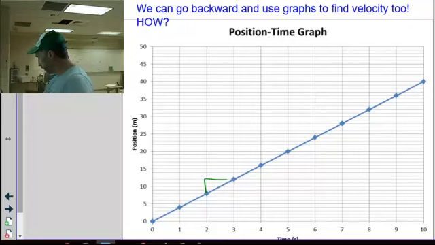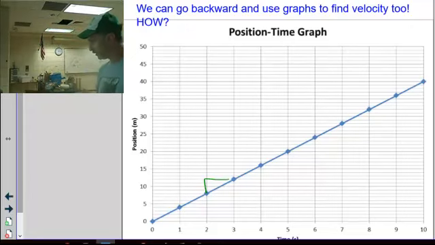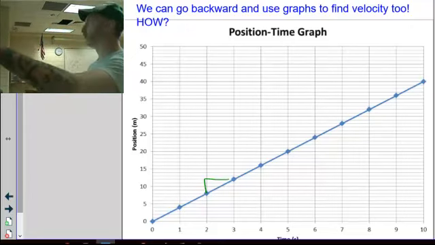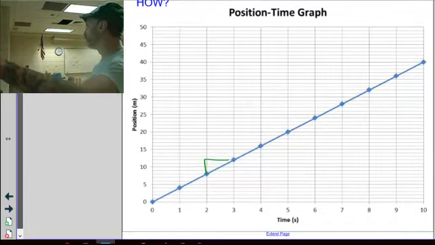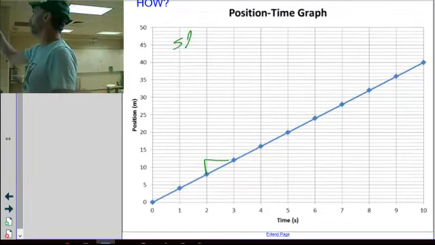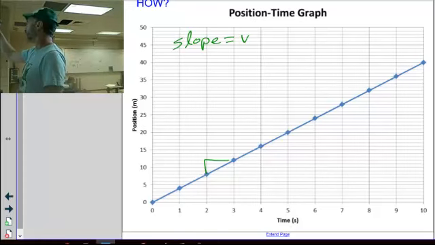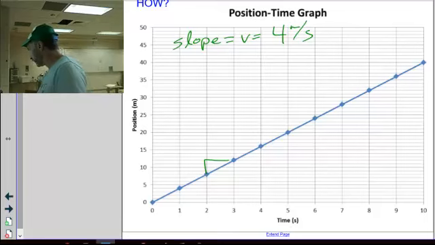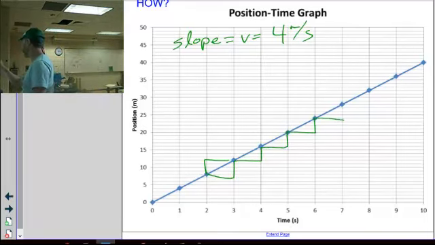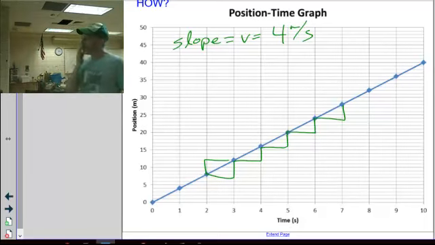So it looks like every, oh wait, what are my units here? Every second we go 4 meters, right? So my slope, and therefore my velocity, is 4 meters per second, right? Because every second I go 4 meters. Every second, 4 meters, right? Okay, cool. So that's that.